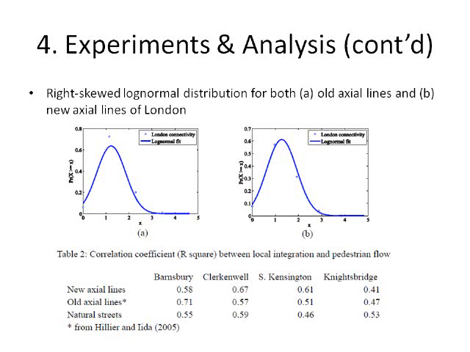Furthermore, we get the R-square values between local integration and pedestrian flow for new axial lines, old axial lines, and natural streets. According to the results, the new axial lines capture well the pedestrian flow, at least as good as the old axial lines or natural streets. However, given the fact that the generation of the new axial lines can be done automatically, the newly defined axial lines are a better representation than the old or conventional ones.